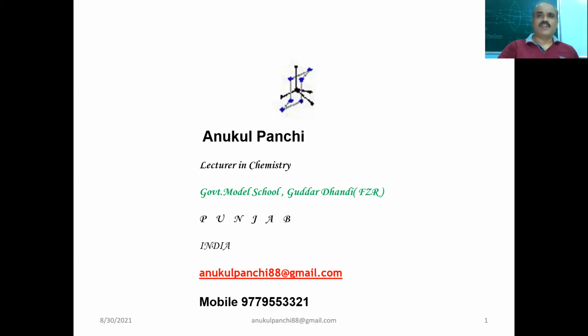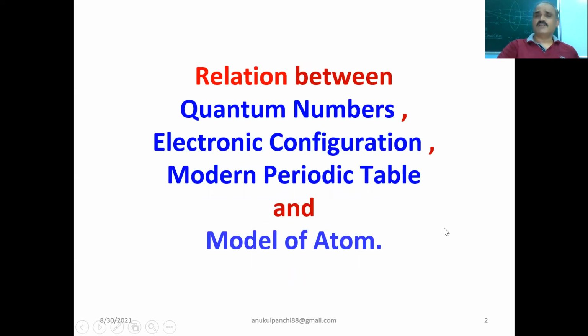And now in next unit, we are going to study modern periodic table. We will connect all this knowledge with modern periodic table in this very short lecture. So try to understand everything you know. Nothing new I am going to explain to you. We are just going to connect our knowledge and clear our concepts. Okay, let us begin. So our today's topic is relation between quantum numbers, electronic configuration, modern periodic table, and model of atom.